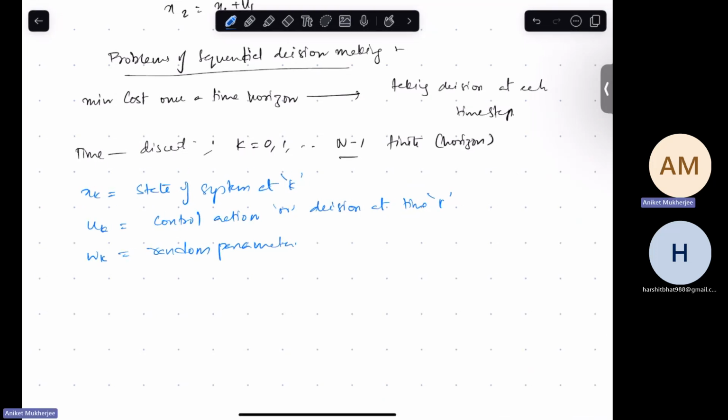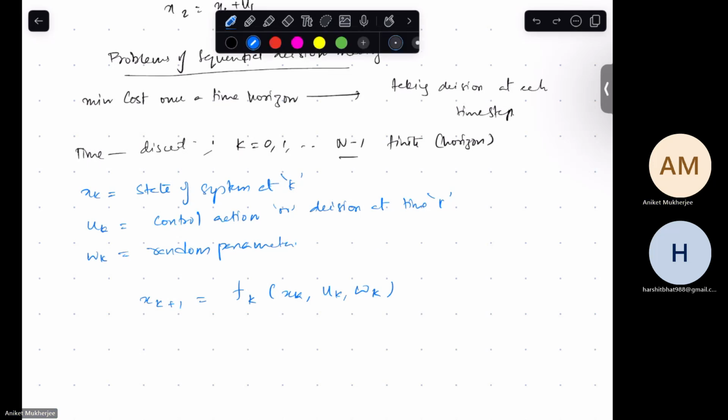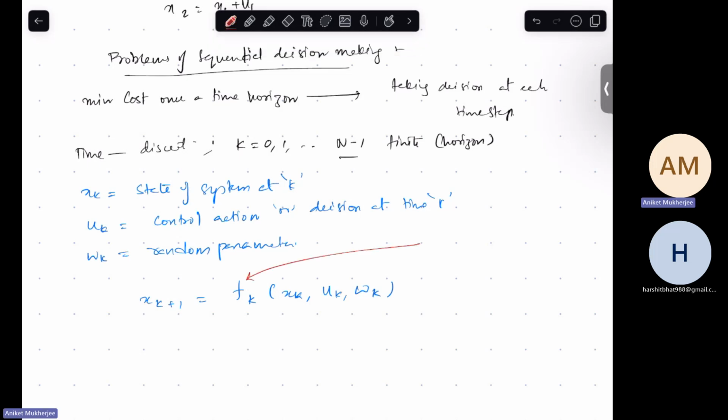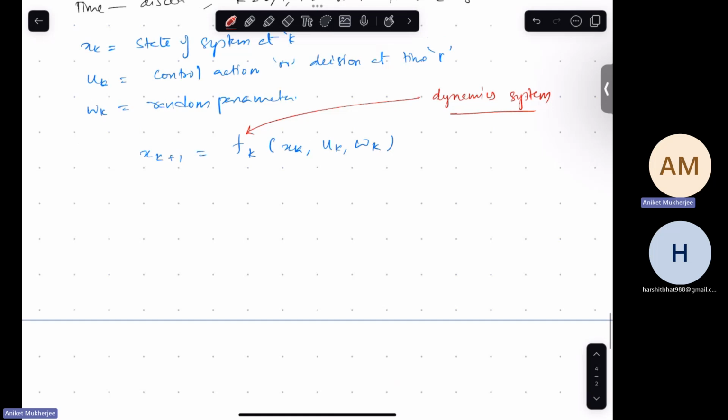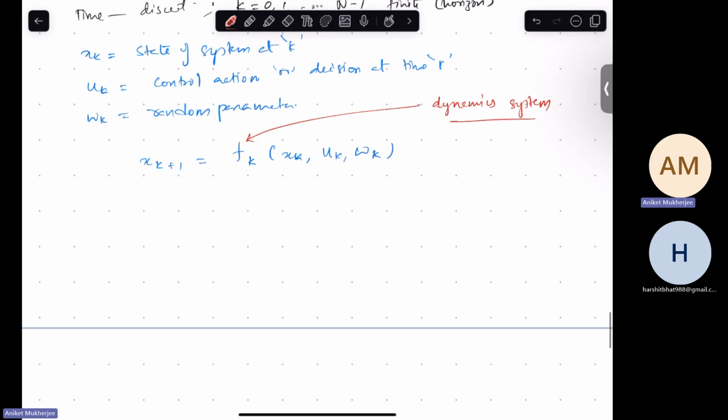Mathematically, how do you write this? Your future state is a function of your current state, your current action, and some noise in the system. This function is known as the dynamics of the system. Now, when I say different information gathering scenarios, we either know the closed form solution of this function or we know some statistics about it, on how knowing these three tells you what the future state could be.